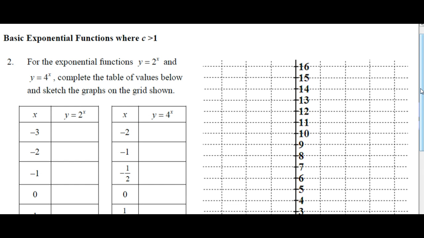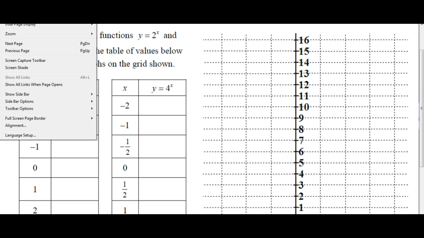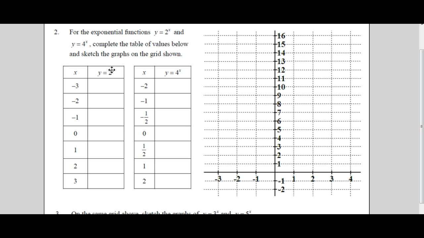So basic exponential functions where c is greater than 1. For the exponential functions y equals 2 to the power of x and y equals 4 to the power of x, complete the table of values below and sketch the graphs on the grid shown. Okay, so let me shrink this down so it's visible on one page. What do you say, 125? Yeah, good enough, eh?